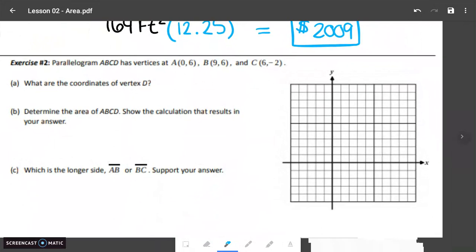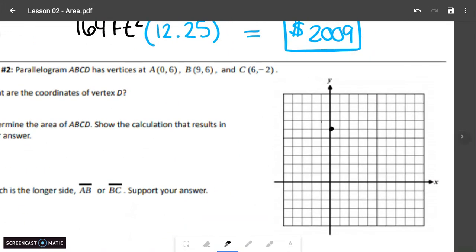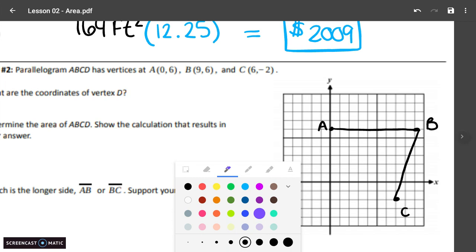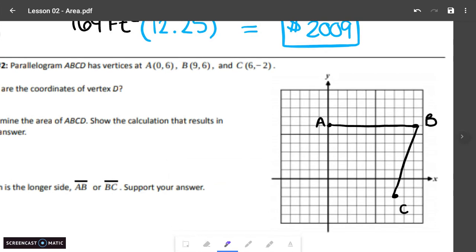Okay. If I keep going here, we have parallelogram ABCD, has the vertices given. So first thing I'm going to do, I'm only given A, B, and C, so I'm going to plot those ones first. So A is at 0, 6. B is at 9, 6. C is at 6, negative 2. So know these two sides right now. Now, remember, opposite sides in a parallelogram are congruent and parallel.